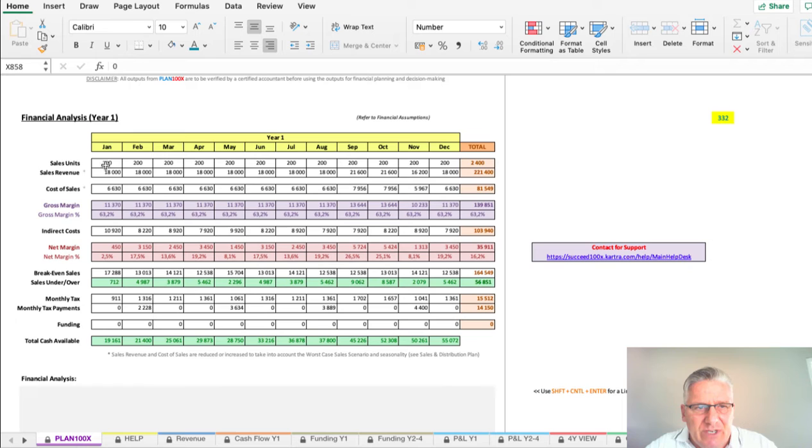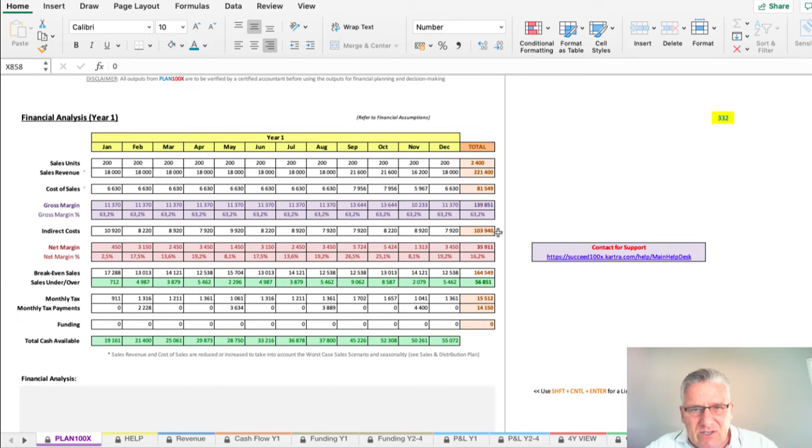So even though we're projecting sales of 200, remember that the sales revenue might not reflect exactly what you get if you take the sell price and multiply it by the units. You won't get the actual revenue because that's been altered according to worst case scenario and seasonality. So there's your cost of sales again, gross margin coming through. Look at the end of the year here, 139.85, 163.2%, looking really good.